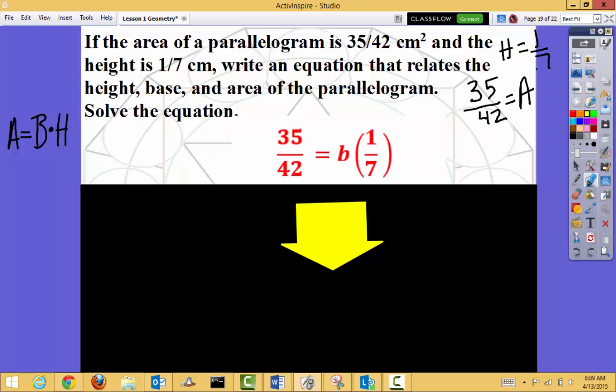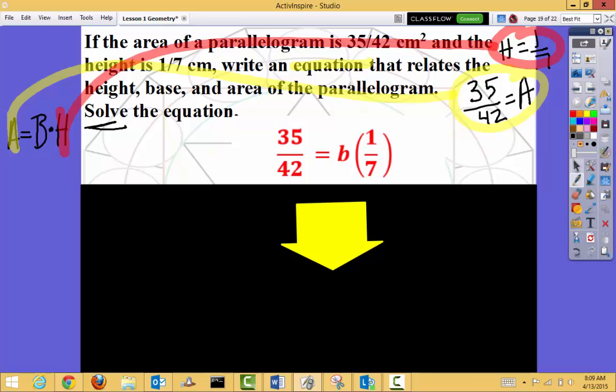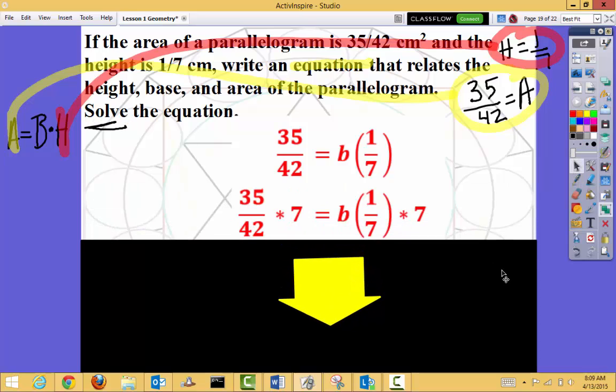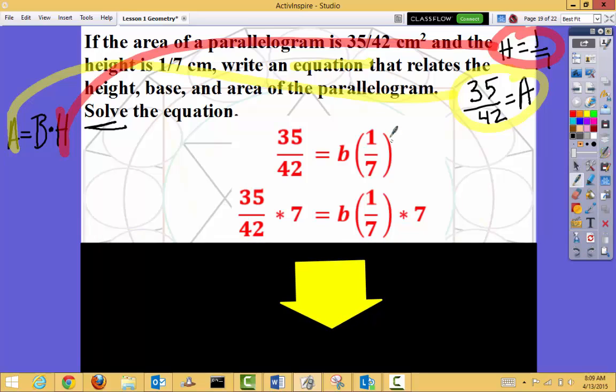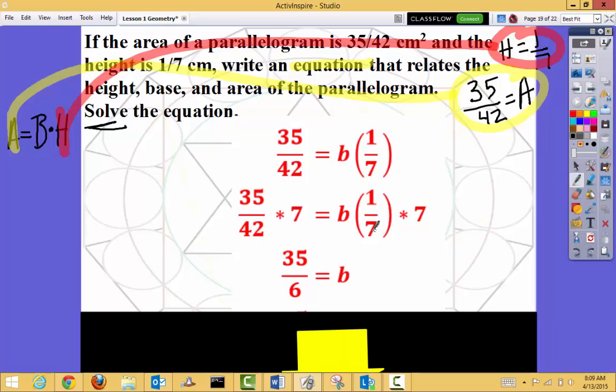So here's my equation that it asked me to write. I took its area and I plugged it in, and I took its height and I plugged it in. And then it's asking me to do what? It's asking me to solve it. So now I'm going to solve for its base. I multiply by 7. Remember, I'm doing the reciprocal from equations. So these 7s will cancel out. I'm left with 1b. This 7, I'm simplifying it ahead of time.